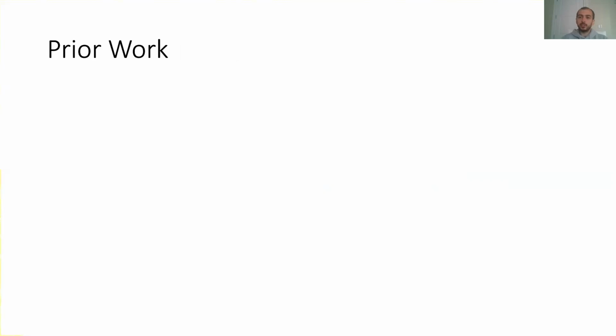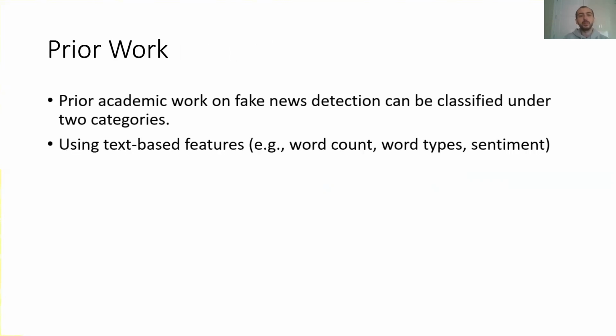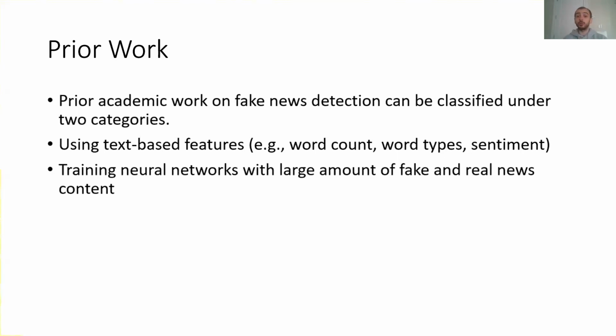When we look at the prior work on the detection of fake news, we see two main categories of related academic work. The first category is using text-based features like word count, like types of words, pronouns, nouns, verbs, or sentiment analysis like the use of slang or positivity and negativity in the text. These type of features are used to classify news articles in this category of work. The next class of work is building neural networks by training their models on large amounts of fake and real news content. And these models are used for the classification of news articles. We can say that prior work has mainly focused on the characteristics of text, the content of news article, to decide whether it is fake or real.